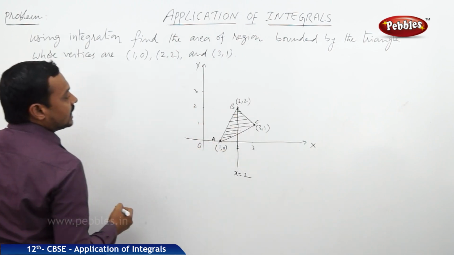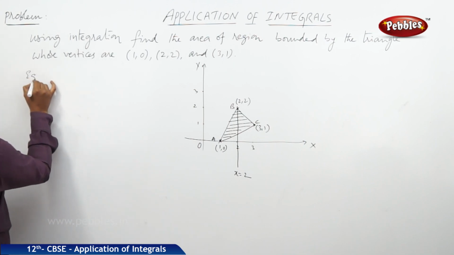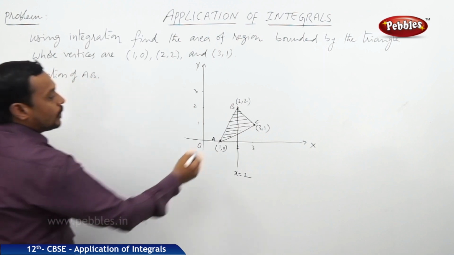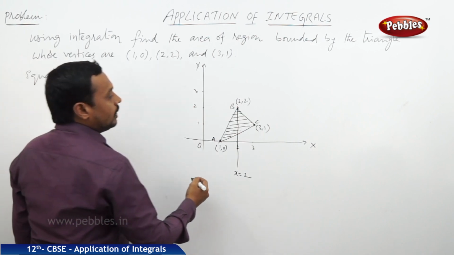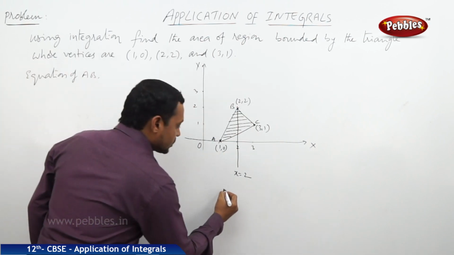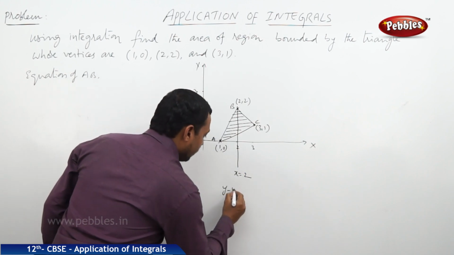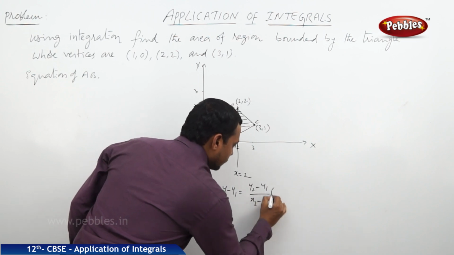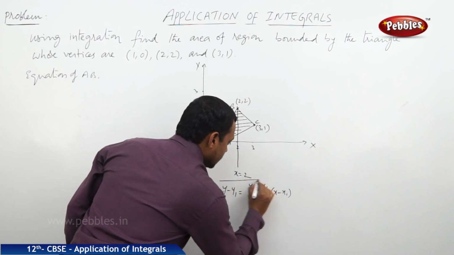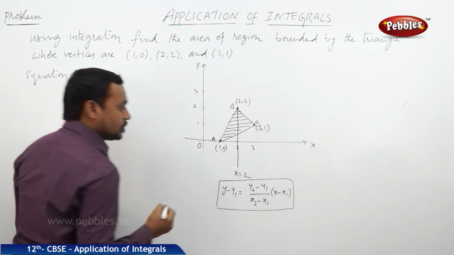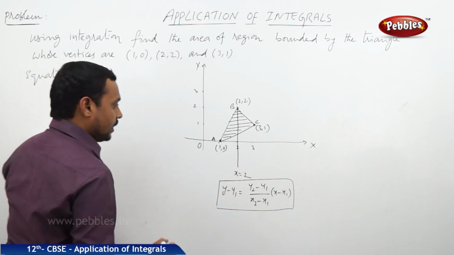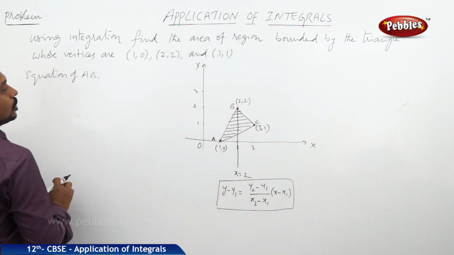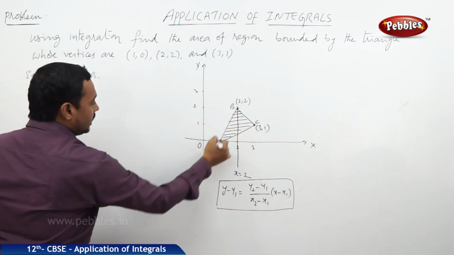Now what is the straight line passing through AB? Equation of AB, two-point form. The equation of a line passing through two points (x1, y1) and (x2, y2) is given by y minus y1 is equal to (y2 minus y1)/(x2 minus x1) into (x minus x1). Now this is the equation of a straight line passing through given two points. Now here consider (x1, y1) is equal to (1, 0), (x2, y2) is equal to (2, 2) and substitute. Then we can get the equation of AB.